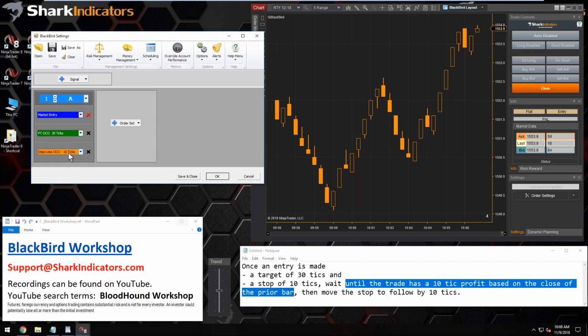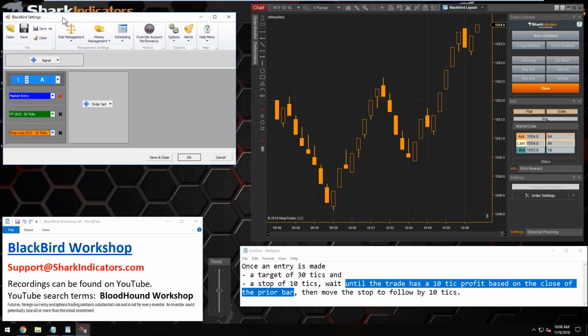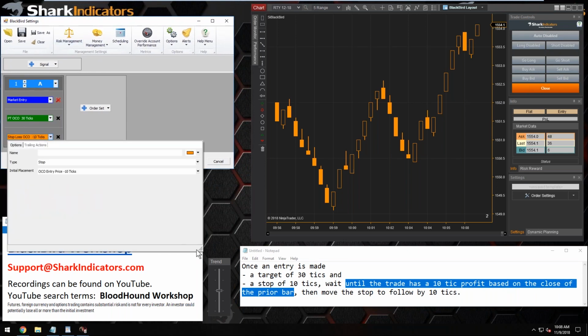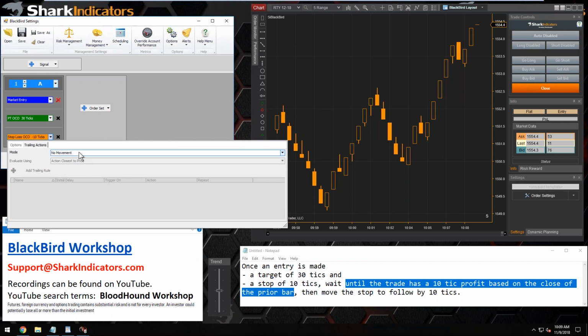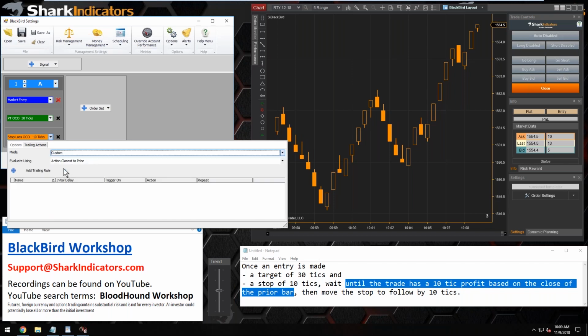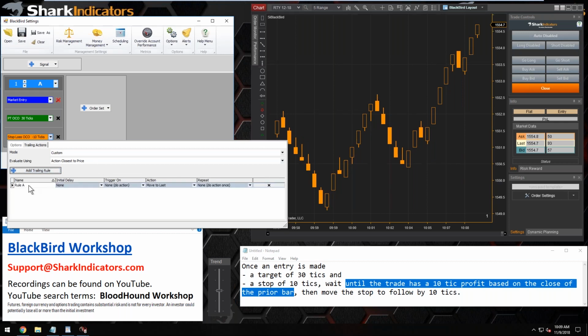All right, so let's get this stop loss open here. Actually, let me move this over a little bit. There, let's get that open. And we're going to go to the trailing actions tab, and then set the mode to custom. Let's add a trailing rule here. So this is basically going to trail on close. We're going to trail on the closed bar profit.